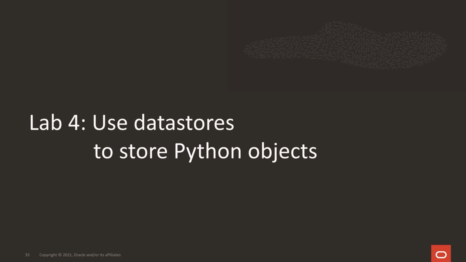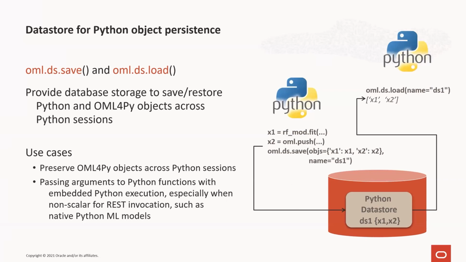Next is Lab 4. Use data stores to store Python objects. The data store allows users to save Python objects, including OML for Pi proxy objects, in the database as a named entity, and then load them back into Python memory across client sessions. A data store can contain one or more Python objects, making it very convenient for passing data into user-defined functions.